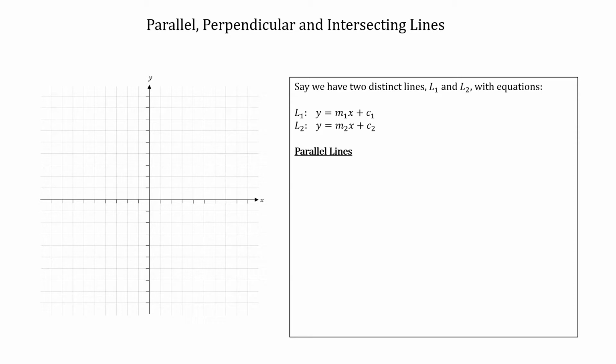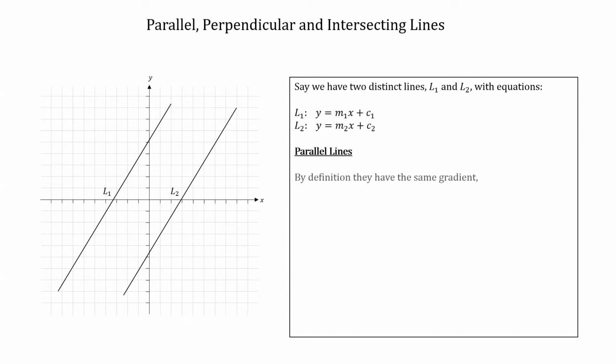So for two parallel lines, say we have these two. These are L1 and L2. These lines are parallel, and so by definition, they must have the same gradient. You can think of this as the definition of the word parallel. It means that their gradients are the same. Because if they're parallel and never crossing over, then one can't be steeper than the other, because if it was, they would eventually cross each other. So we have m1 equals m2 for our parallel lines.